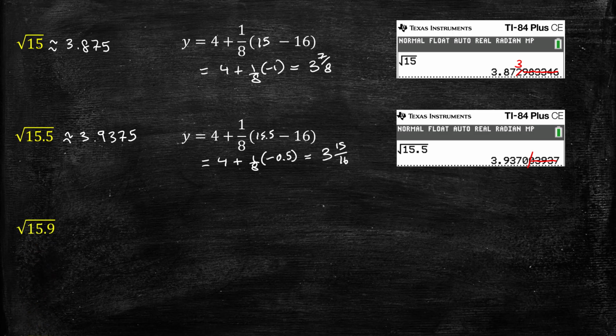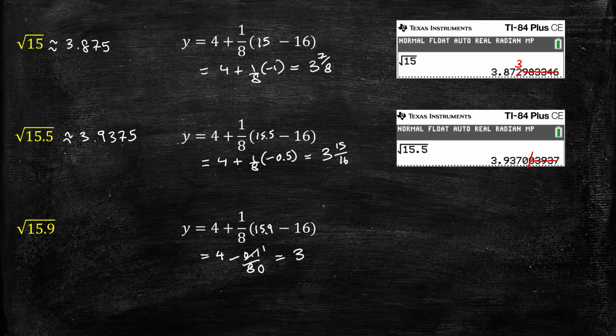So let's see if we can improve even more. Let's see if we can get the square root of 15.9, how accurate that is. So 15.9 goes there, which is 4, and it's minus 0.1 over 8. And just as a little aside, if you wanted to work that out without a calculator, multiply the top and bottom by 10, you'd get 1 over 80.